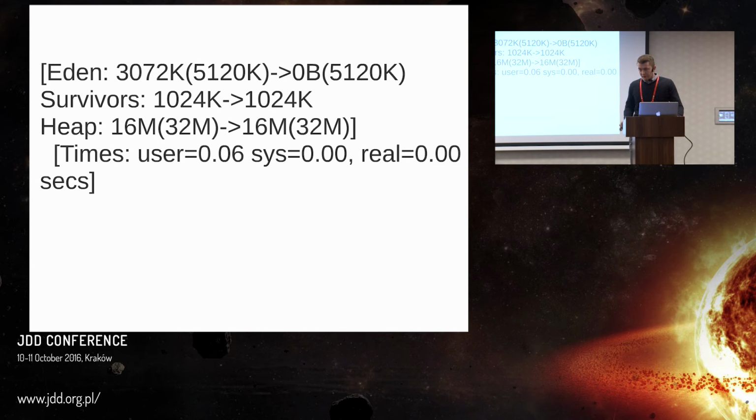The summary of the amount of memory that was used and that will be used. So here we know that Eden had almost 3 megabytes of RAM, right? After the collection, it's 0 bytes. This is the size of the young generation. Here we have the survivors and the total statistics for the heap. And for the times, the most interesting for you is the real time, because this is how long your application was actually stopped.